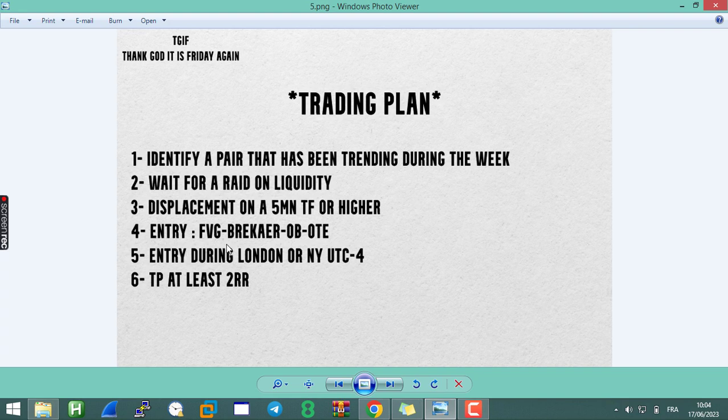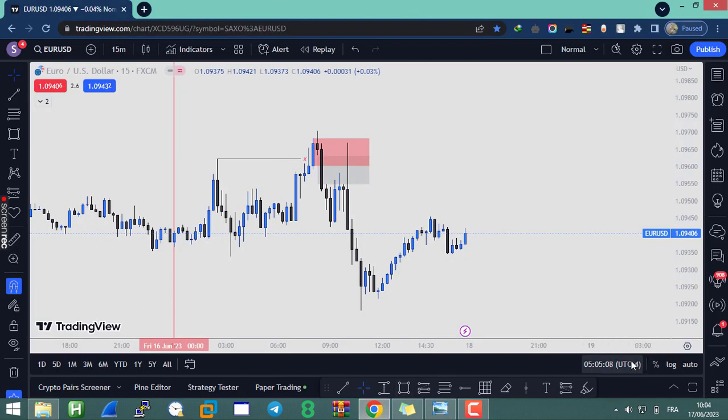Now, the entry, you want to take the trade during London or New York. And keep in mind that is New York time, so UTC -4, right here. ICT teaches time and price, guys. So you want the time to be on your side. Take the trade either on the London session or New York session. Anything outside these two sessions is low probability.